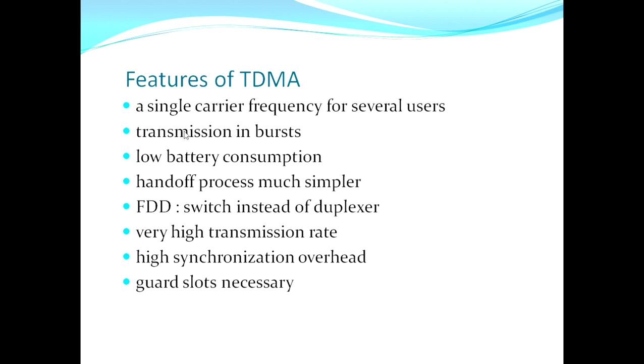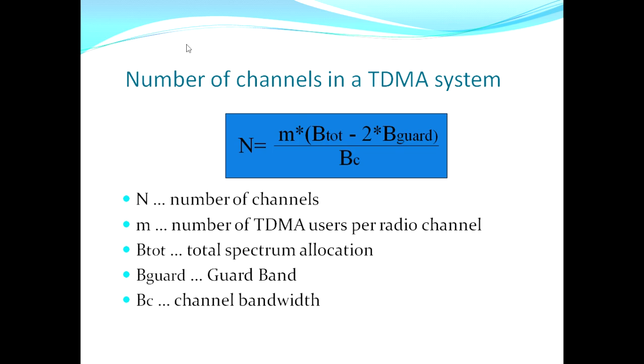And here the features of TDMA have been listed. The transmission is fast, there is low battery consumption, and the handoff process is simpler. An FDD switch instead of a duplexer can be used. It can be used for high transmission data rate, with high synchronization overhead and guard slots. This is the formula used to calculate the number of channels that can be accommodated by one TDMA system. It is similar to the formula of FDMA, only we have to multiply with M. M is the number of TDMA users per radio channel.